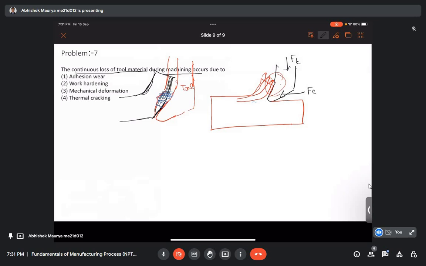Since we are applying a lot of force, and at the same time the material which is being cut comes in contact with the rake surface as the tool moves forward. In the previous question we already saw that lots of frictional forces come on this surface. So here we are getting friction forces and normal forces. So what will be happening? The next material coming in the form of chips experiences lots of stress in this zone here on the rake surface.